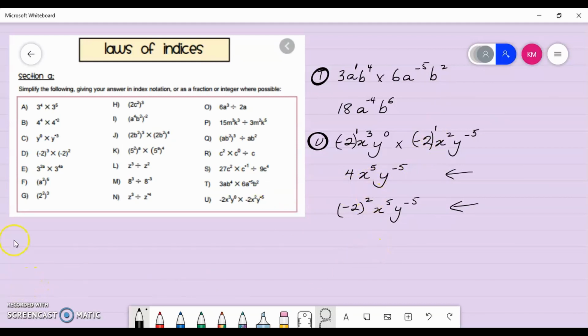And that's it there. We have just worked through some questions and applied the laws of indices to simplify them.